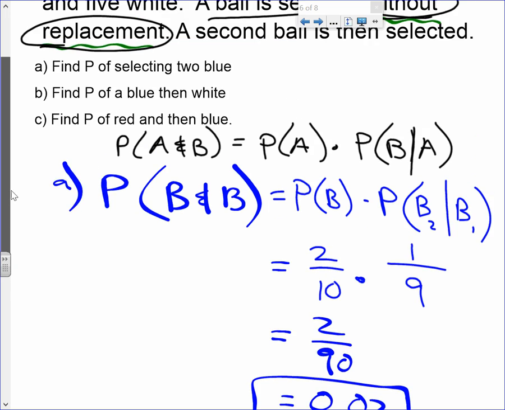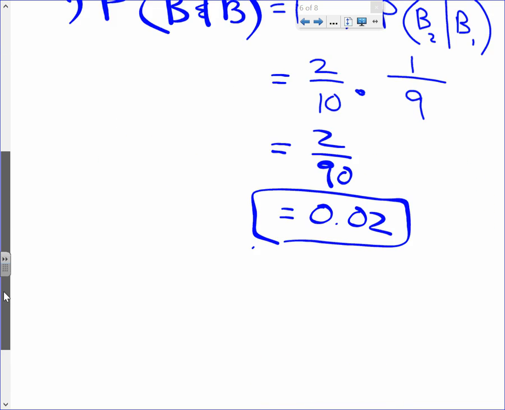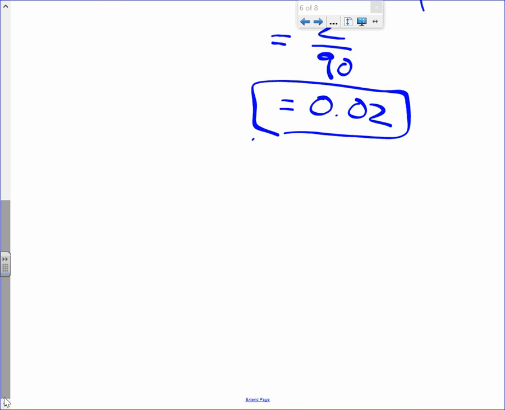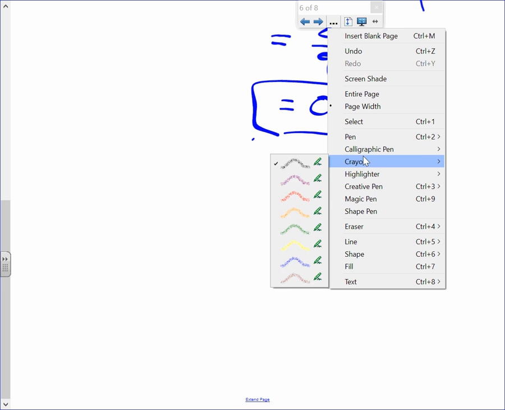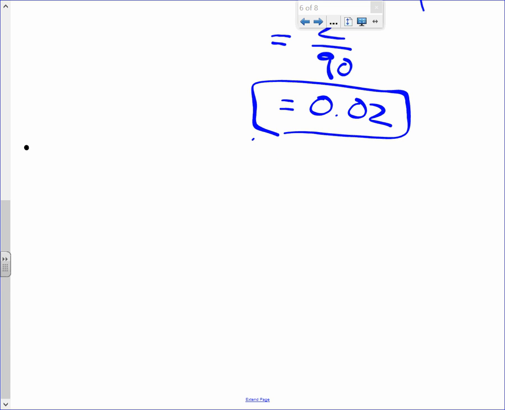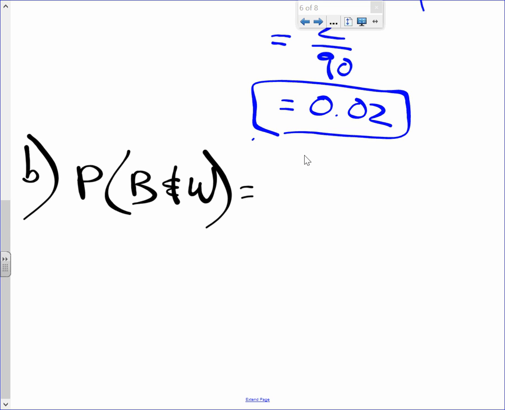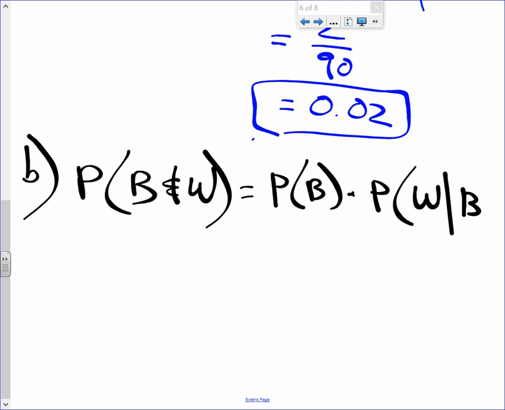So B is find the probability of a blue, then a white. A blue, then a white. So this is part B now. The probability of getting a blue ball and then a white. Since they're dependent on not replacing the ball, here's a formula. The probability of a blue times the probability of a white, given that I got the blue first. I'm just following this last formula, the dependent events formula.